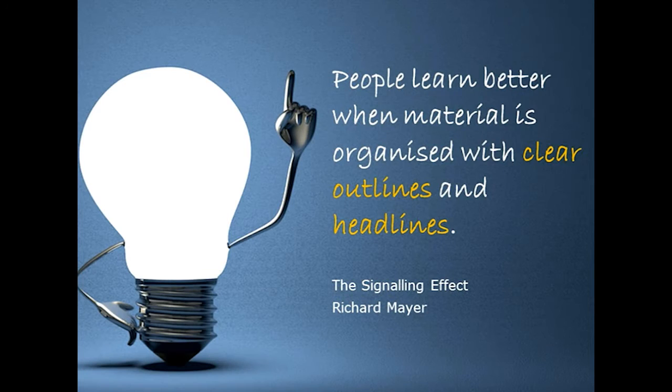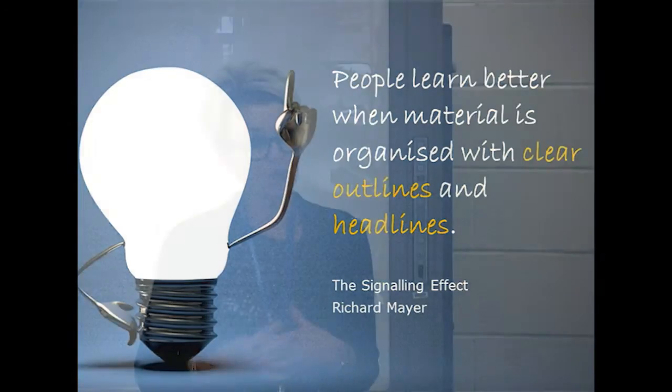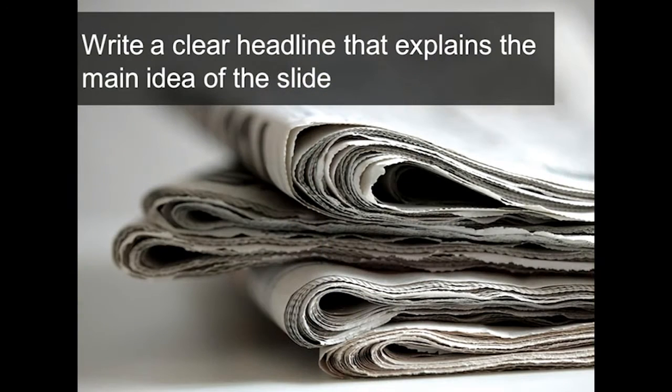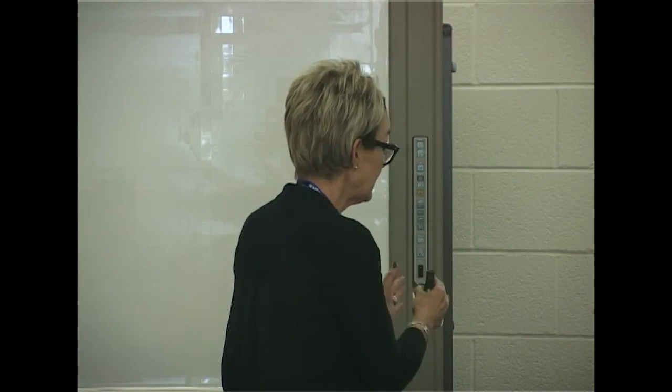People learn better when your material is organised with clear outlines and headlines. So what we're looking for in our slide titles is really a newspaper style headline, using clear conversational language. So the title on the slide should express the main idea on the slide. Now, if you're having trouble working out what the main idea of a slide is, look at your slide, then look away and tell someone else, or even just to yourself, say, what's the main idea of that slide? And that should be your headline.